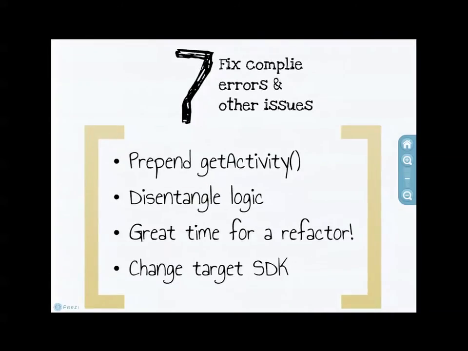And then there's a bunch of other small things that you'll have to fix that it's really hard to figure out right now what those might need to be. A lot of times, if you prepend getActivity on the front of a red squiggly line in your IDE, then that'll help you out there. Also, you're going to have to, at some point, disentangle some of the logic. And it's always a great time to refactor. But if you have unit tests, then you're going to have to rewrite those to test the fragment instead of the activity. And finally, if you want to see it on a tablet instead of on just a phone, you're going to need to change your target SDK to Honeycomb and above.